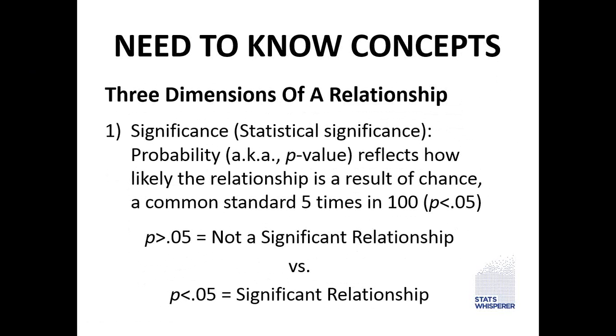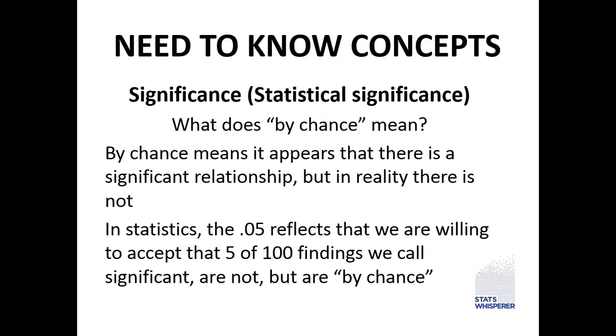So this begs the question, what does by chance mean? If we're saying that 5 out of 100 findings are by chance, what does that mean? By chance really means that there appears to be a significant relationship, but in reality, there is not. So in statistics, 0.05 reflects that we're willing to accept that 5 out of 100 findings we call significant are not, but are by chance.